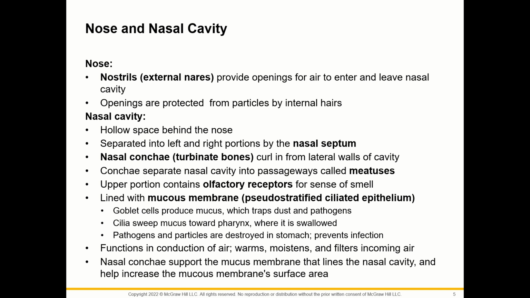The nasal cavity also functions in the conduction of air. It warms, moistens, and filters incoming air. The nasal concha support the mucous membrane that lines the nasal cavity and helps increase the mucous membrane surface area. And as the air travels through the concha, that's what helps to warm and moisten and filter that incoming air.